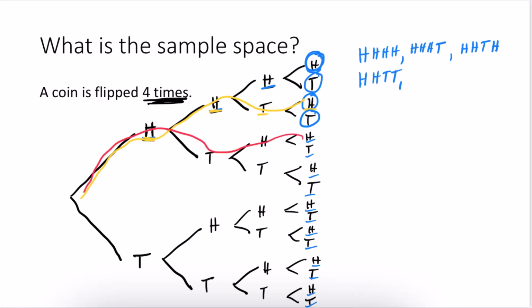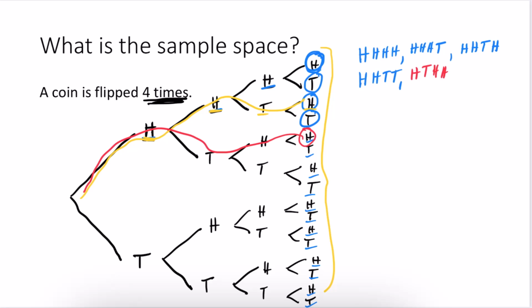So like this one right here that I circled in red would represent head, tail, head, head. And you could list out the sample space, and in this case, because there are 16 of the end branches, that means that my list would have 16 things in it. And you can count the number of things in a sample space without having to list them all out.